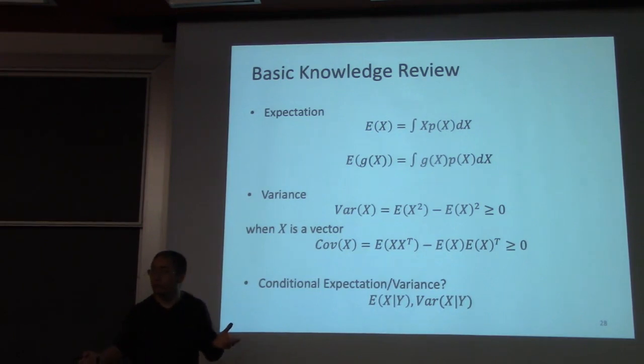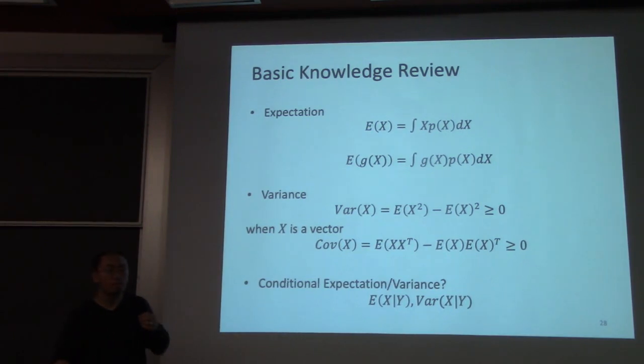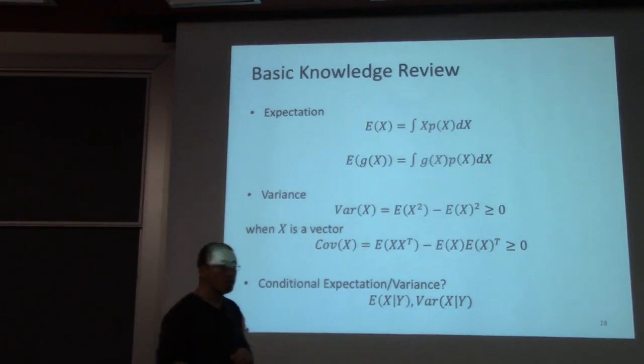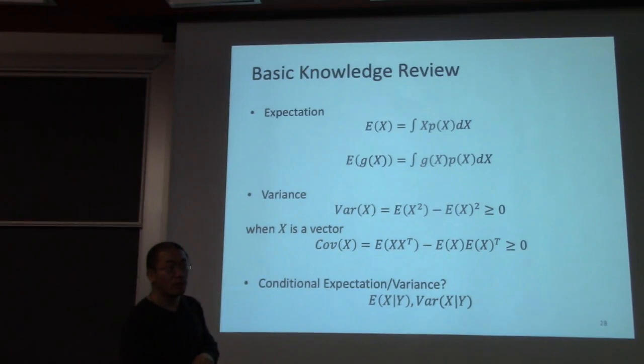Any questions? Are there discrete forms of these equations? Are X and Y discrete or not, or all continuous? Like the top one, the expected value?